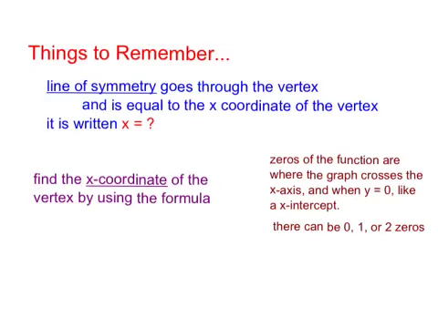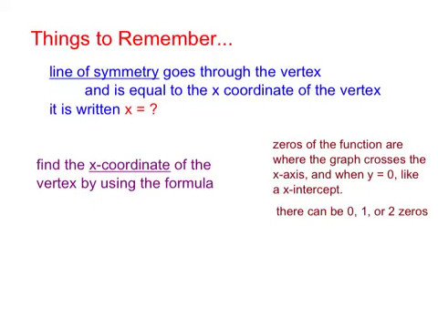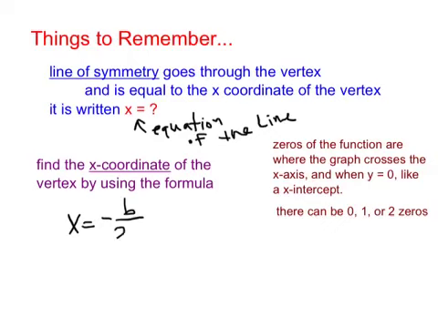The last thing that we're going to look at is just a couple of things to remember. Remember, the line of symmetry goes through the vertex and is equal to the x-coordinate of the vertex, and is written x equals something. That's our equation of the line. The next thing is that we find the x-coordinate by using the formula x equals negative b over 2a, and then the zeros of the function are where the graph crosses the x-axis and where y equals 0, and so it's kind of like an x-intercept, and there can be three options. There can be 0, there can be 1, or there can be 2 different zeros.